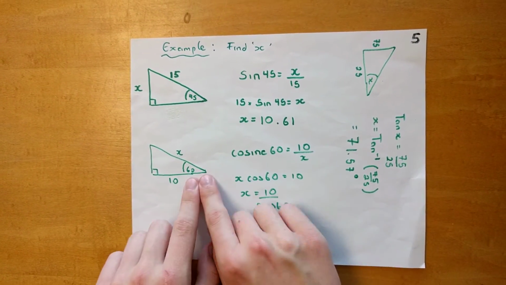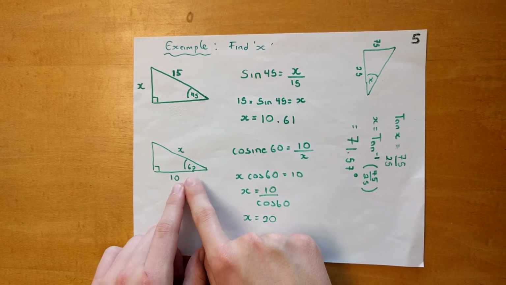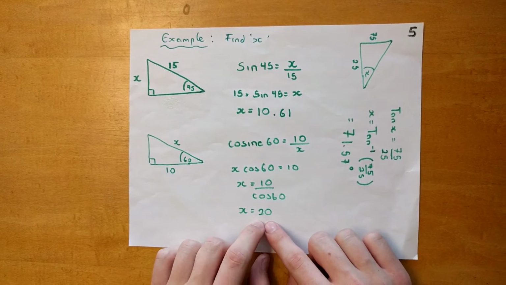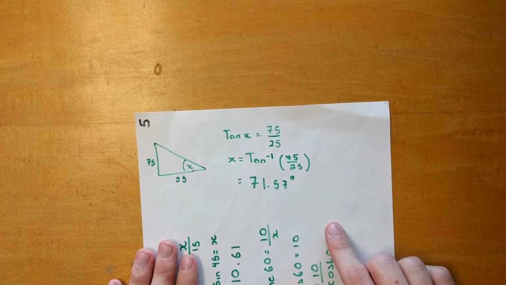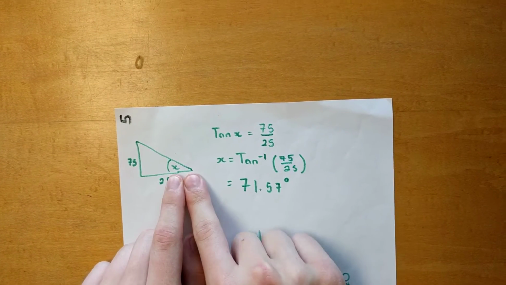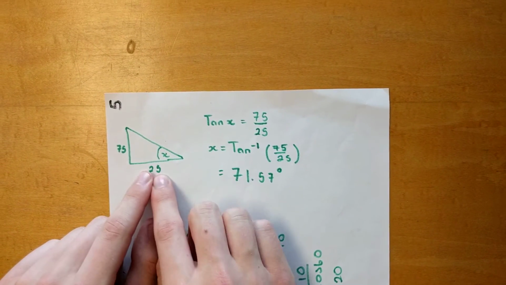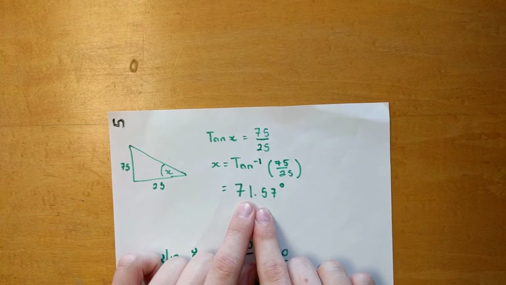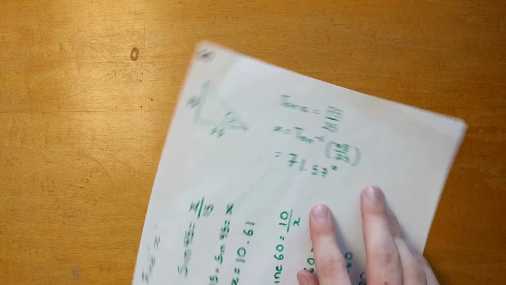When you're finding cosine of 60, it's going to be adjacent over hypotenuse, 10 over x, and then when you put that in the calculator, you get 20. And then, when you're finding tangent of x, we can see that it's going to be opposite over adjacent, which is going to give us 3. So when you put that in the calculator, it's going to give you 71.57 as the angle measure.